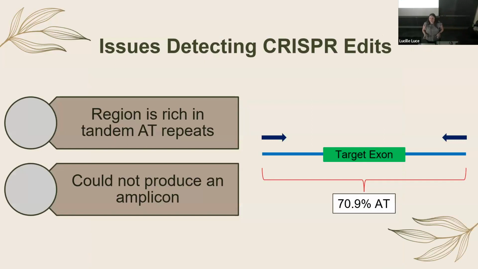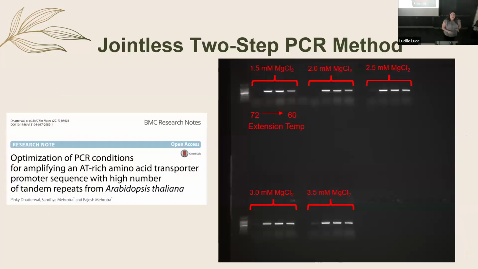However, the last couple of years, I've had a lot of issues detecting what edits I've made using CRISPR-Cas9. I couldn't produce an amplicon using PCR despite many different methods and attempts. And when looking further, I found that my region is rich in tandem AT repeats, which makes PCRing an awful nightmare. So I found a PCR protocol from Dotterwall and colleagues where they use a 2-step PCR method and they lower the extension temperature and increase the amount of magnesium chloride.